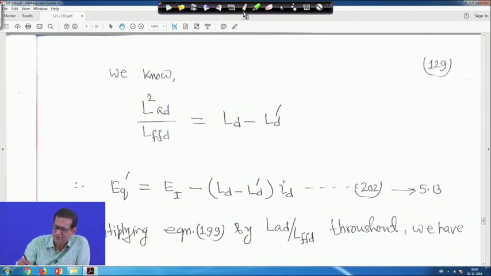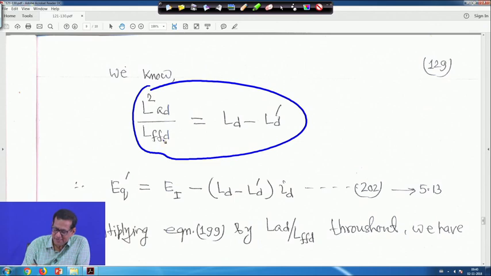We are not interested in proving this one. You assume L square A D upon L F F D is L D minus L D dash. The derivation is there, but I will skip that one. When you listen to the lecture, if you need an explanation of this, we will put it into the forum. Otherwise the continuity of this topic will be lost. That is why L square A D upon L F F D is L D minus L D dash, like X D double dash, X D dash, the subtransient, transient and steady state reactances. So it can be proved that it is L D minus L D dash.